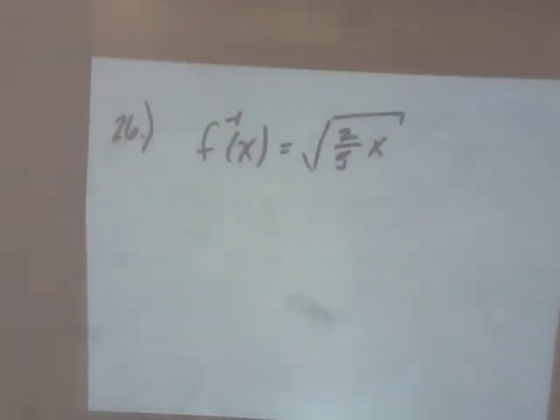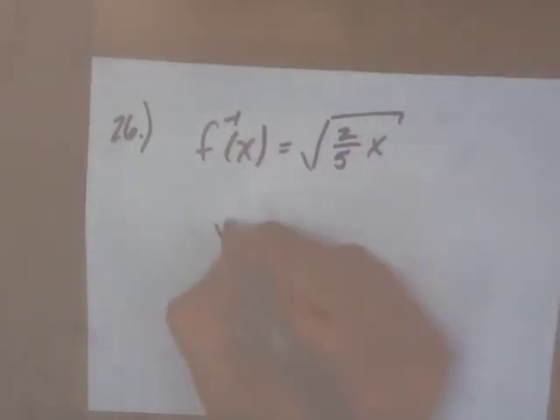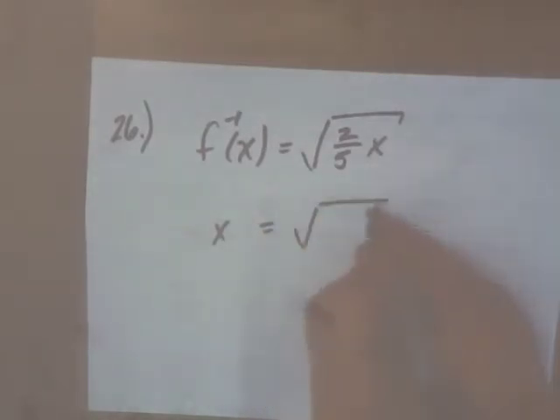Alright, so if they give us the inverse, how do we find the original function? Take the inverse of this again, right? So step 1 is to switch the x's and y's. So this will become x equals the square root of 2/5 y.